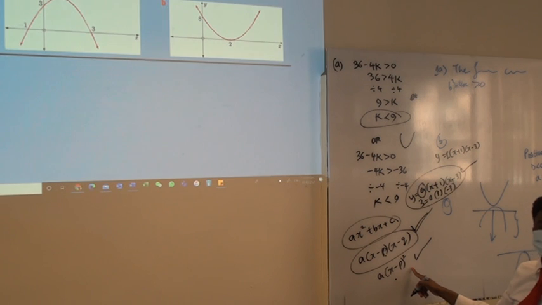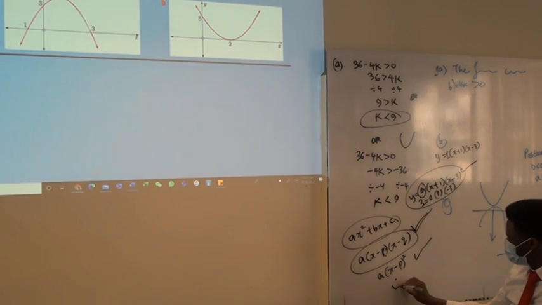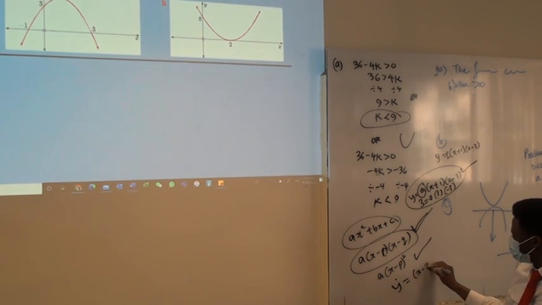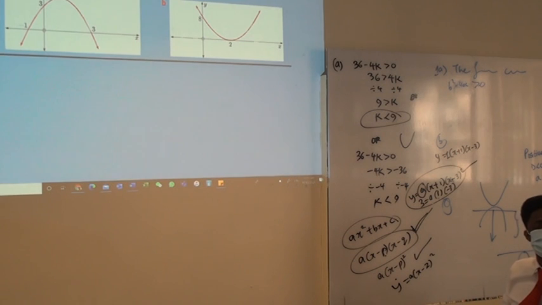Similarly here, your p is 2. Agree? Yeah. Your p is 2. So this is more or less y equals a times (x minus 2) all squared, with an a waiting for you.